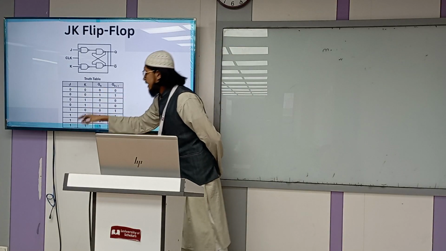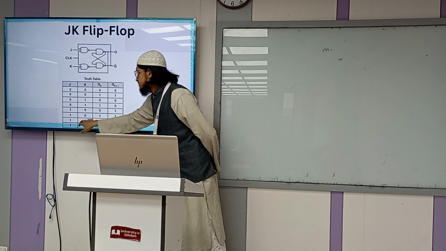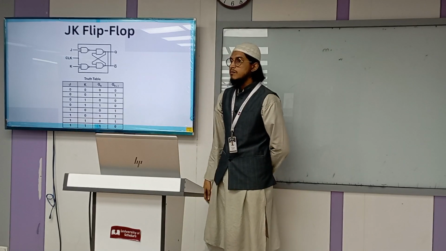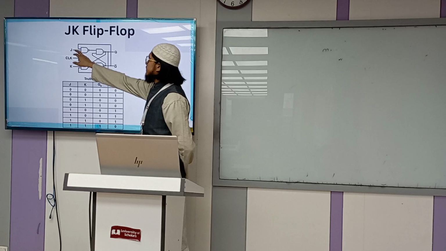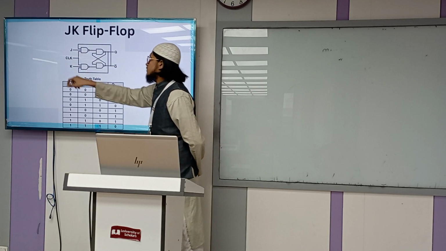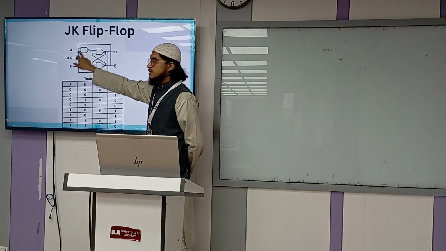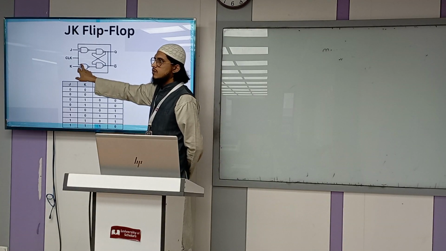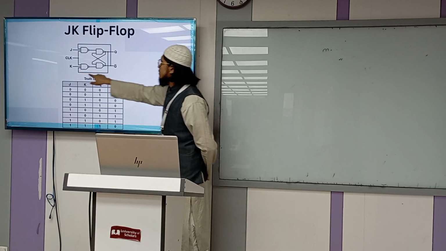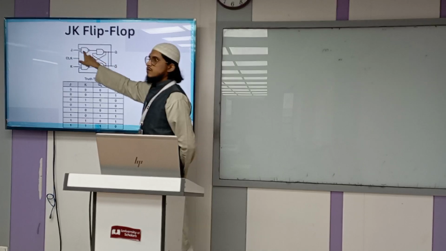And here I am going to explain only the situation when 1 and 1 come. So if I apply J as 1 and K as 1, we already have the clock pulse as 1, and here I also have 1, but we don't know whether it is 1 or 0.